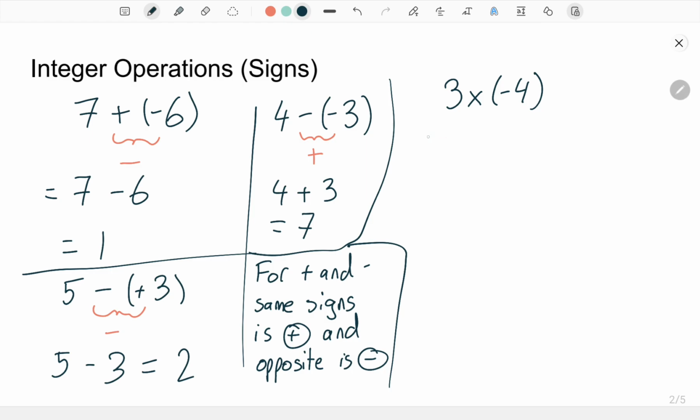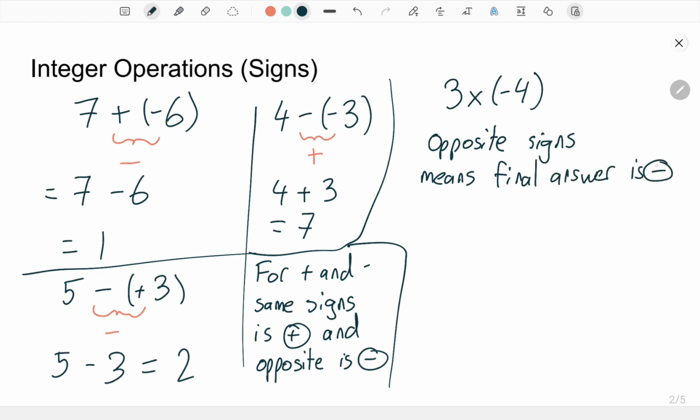So since we have a positive and negative here in this particular example, so opposite signs, like for addition and subtraction, that's going to mean we're going to have something like coming up with a minus, but this is going to mean that the final answer is negative. So in this case, 3 times negative 4 would be negative 12.